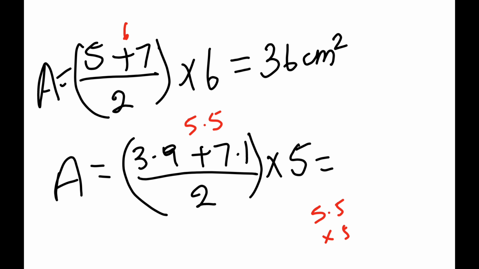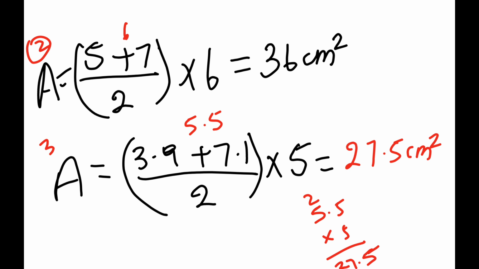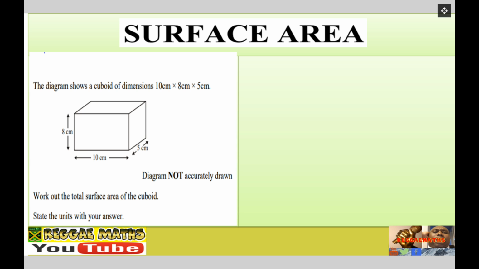And 5.5 times 5. So you do 5 times 5 is 25. So that's going to be 5 carry 2. 5 times 5 is 25 plus 2 is 27. So 27.5 centimeters squared. So that's question 2. That's question 3. Okay, now we're going to move on to look at surface area.